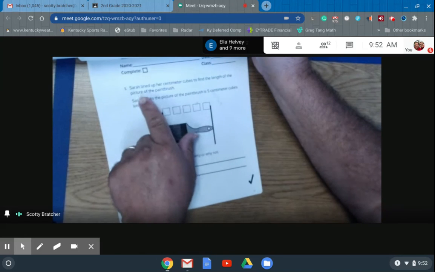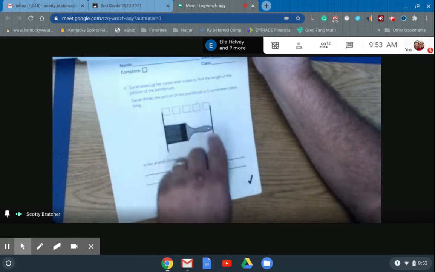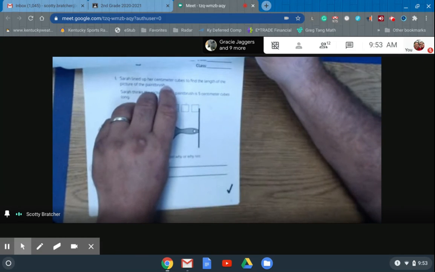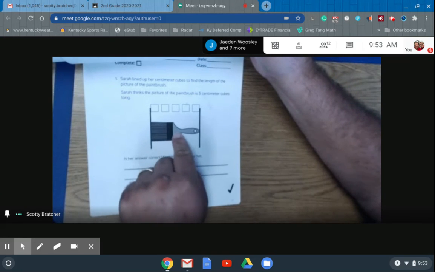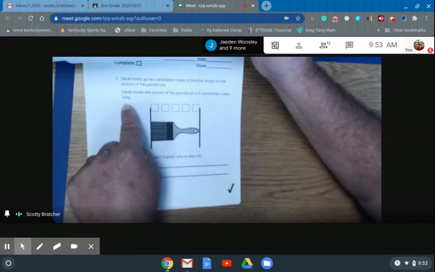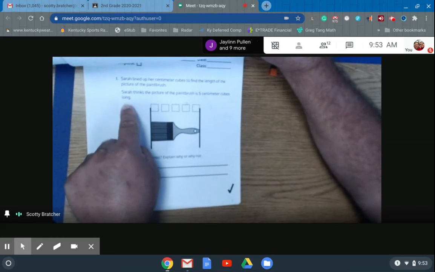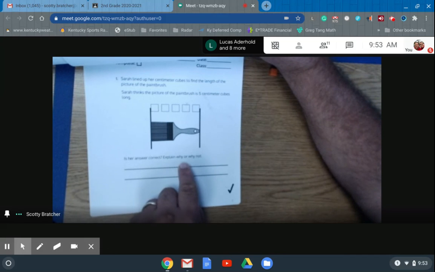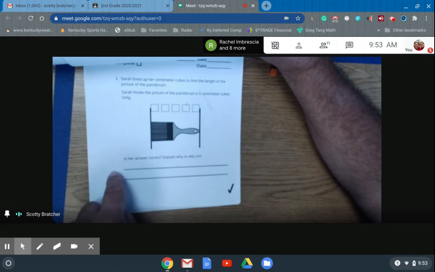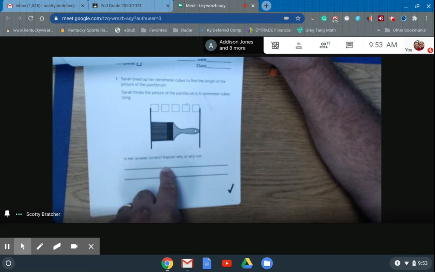And it says that Sarah lined up her centimeter cubes. So these are centimeter cubes. She lined them up, and she thinks that this picture of this paintbrush is 5 centimeter cubes long. On today's exit ticket, you got to decide, is she correct? So that's yes or no. But you don't just put yes or no. You have to explain why it's yes or no. So on your exit ticket today, there's going to be a text box here, and it's going to say type here. You're going to say yes or no, and then you're going to tell me why she's right or why she's wrong.